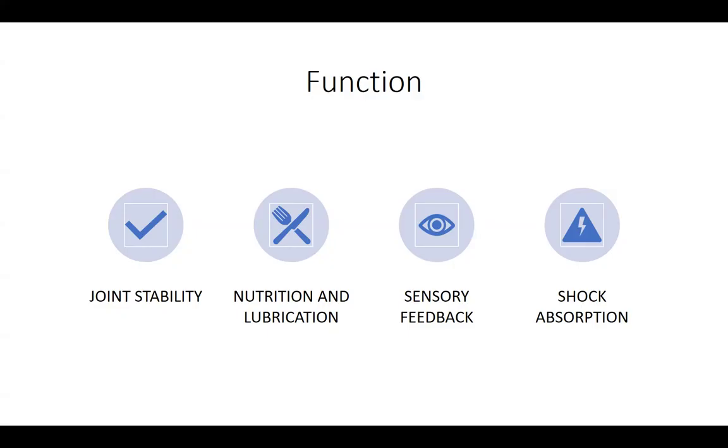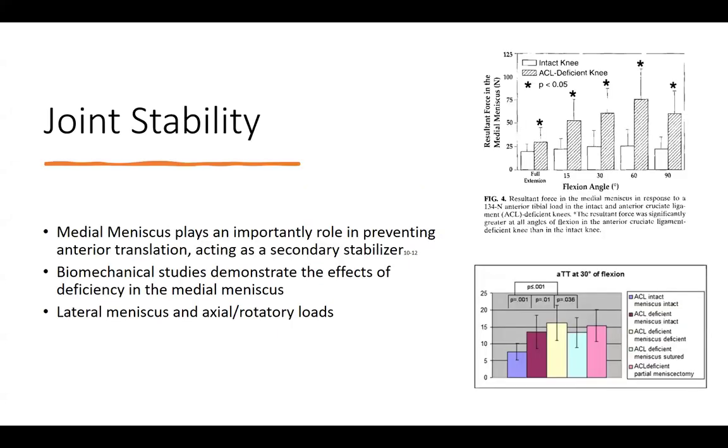Initially believed to be a useless anatomical remnant, our understanding of the function and importance of the meniscus has grown dramatically. The meniscus plays a vital role in maintaining joint stability, providing nutrition and lubrication to the knee joint, and providing sensory feedback, as well as enabling shock absorption during gait, and most importantly, its role in load transmission. So let's take a look at some of these in the next few slides.